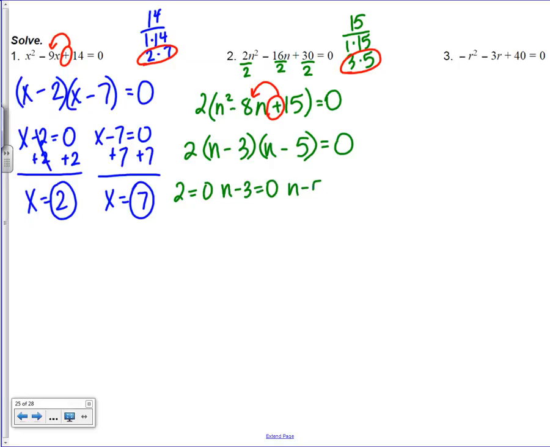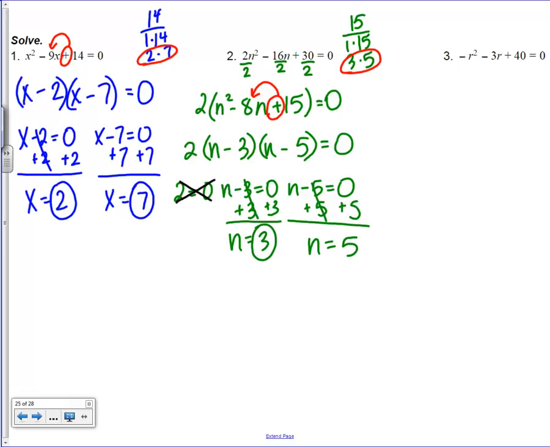Now I have 3 factors here, so I'm going to set up 3 equations. But you will notice the first equation does not even have a variable. And 2 does not equal 0. So this thing will not give me an answer. And then we'll solve the other 2 like normal. And you'll notice that I had 2 answers because my highest power is 2.